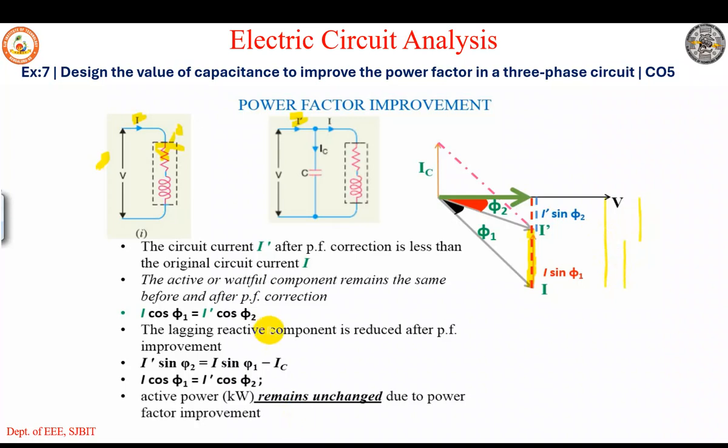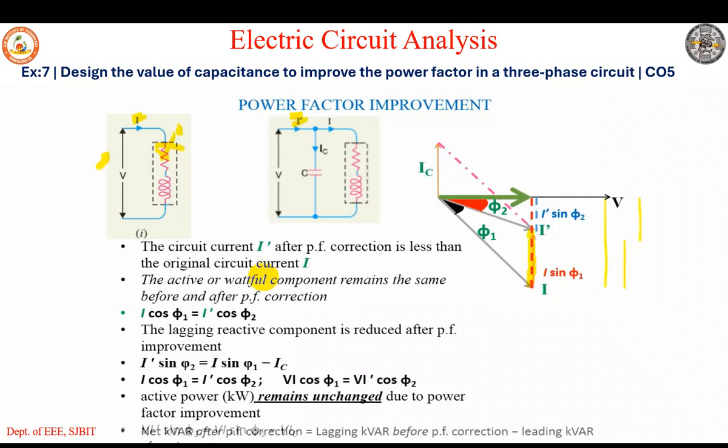And when we multiply voltages on both sides of the above equation, we get V I dash sin theta 2 is equal to V I sin theta 1 minus V IC, or V I cos theta 1 is equal to V I dash cos theta 2. Now the net kVAR after power factor correction is equal to lagging kVAR before power factor correction minus leading kVAR of the equipment, right? So what is the total kVAR after power factor correction? Lagging kVAR before power factor correction minus leading kVAR of the equipment.